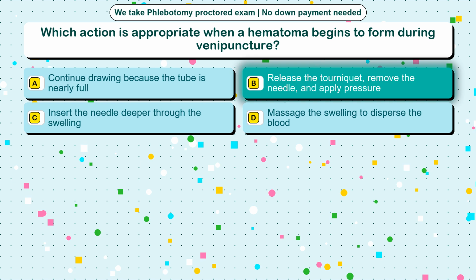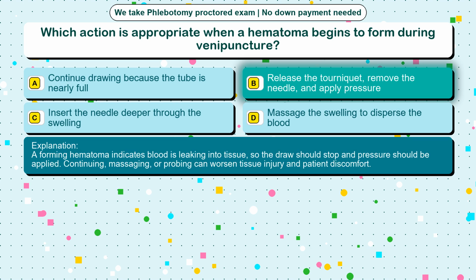Release the tourniquet, remove the needle, and apply pressure. A forming hematoma indicates blood is leaking into tissue, so the draw should stop and pressure should be applied. Continuing, massaging, or probing can worsen tissue injury and patient discomfort.